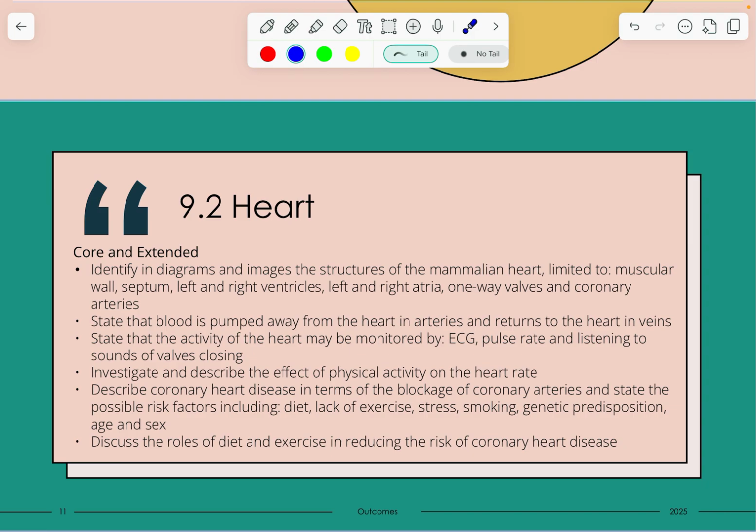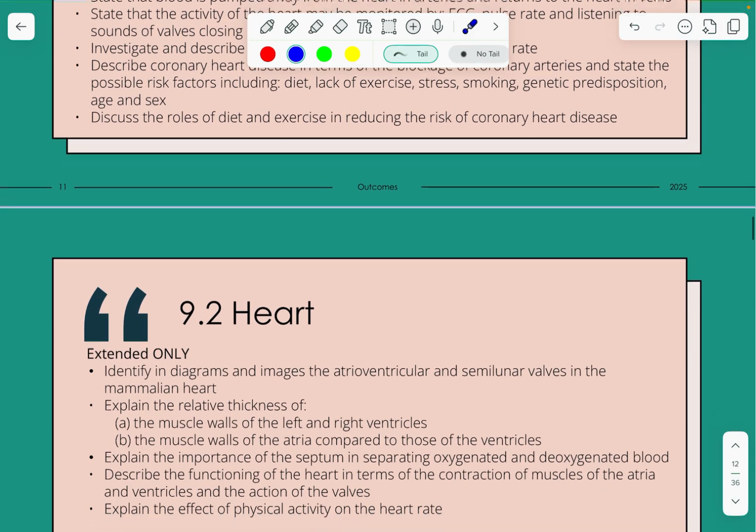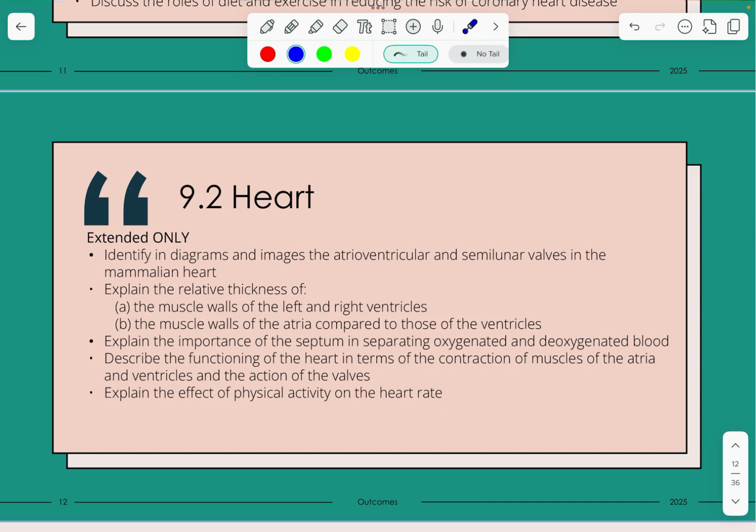State that the activity of the heart can be monitored by a few items. Investigate and describe the effect of, let's say, exercising on the heart rate. Describe coronary heart disease, which is a very common disease that a lot of people have as they come to older ages, or as they grow into a later stage of adult life. Then you can see more of coronary heart disease, and also the roles of diet and exercise to reduce that disease. And extended students, you need to know a few valves, which we should go through again.